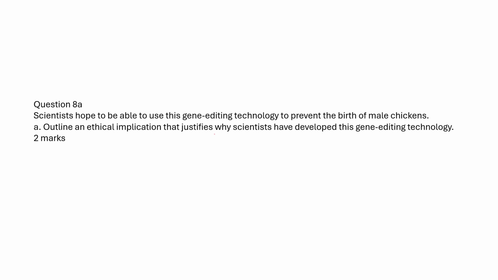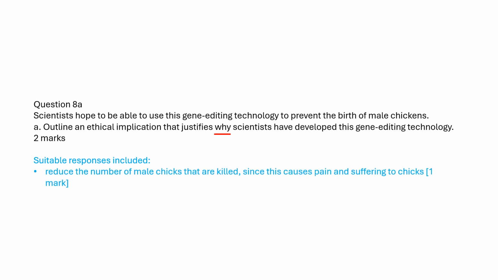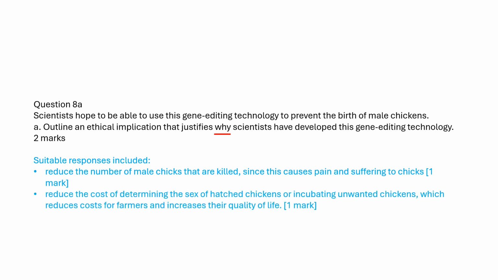The key word is why. That means an explanation of ethical implications. TOP1 gene editing should reduce the number of male chicks that are killed, since this causes pain and suffering to chicks, and reduce the cost of determining the sex of hatched chickens or incubating unwanted chickens, which reduces costs for farmers and increases their quality of life.